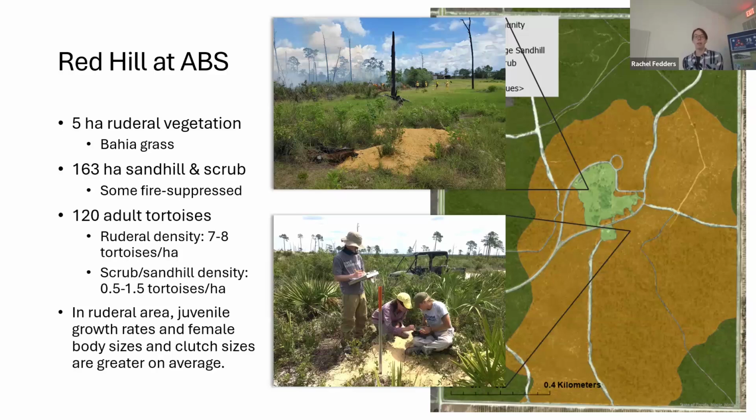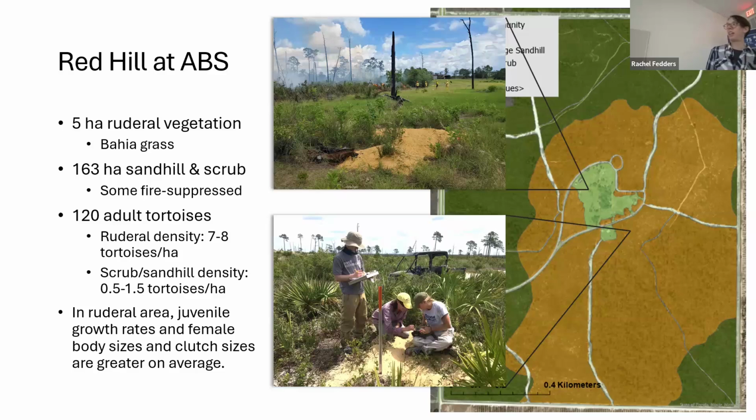Red Hill is managed using prescribed fire, but some units are fire suppressed. And there are an estimated 120 adult tortoises living within the map area shown, the entirety of this rectangle. Densities vary greatly between habitat types. In the ruderal field, there are approximately 7 to 8 tortoises per hectare, whereas in the sandhill and scrub, it's closer to 0.5 to 1.5 tortoises per hectare.